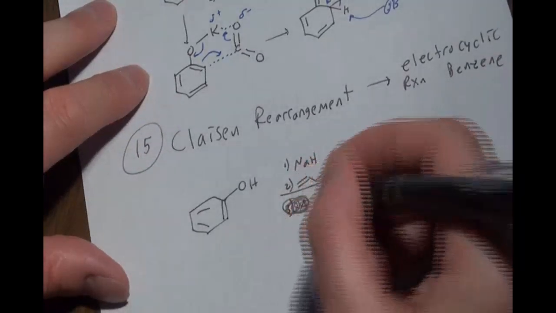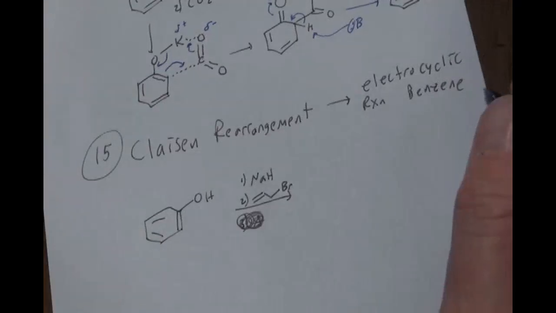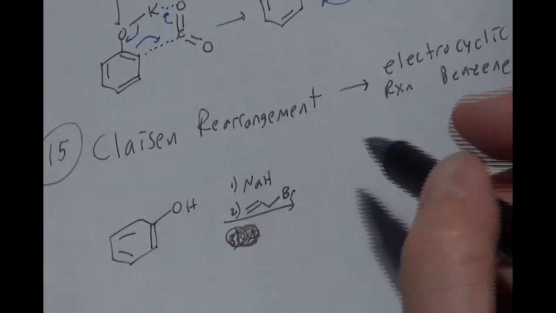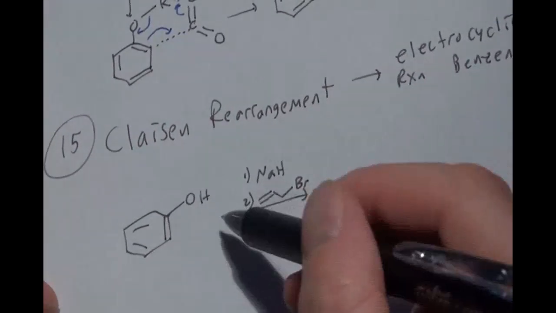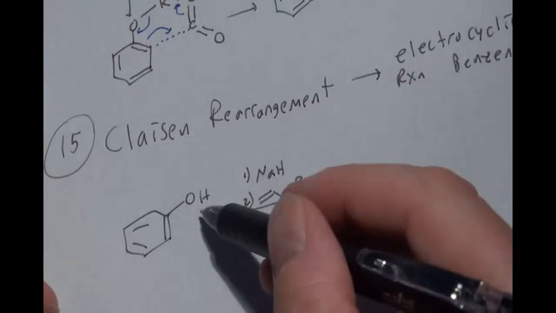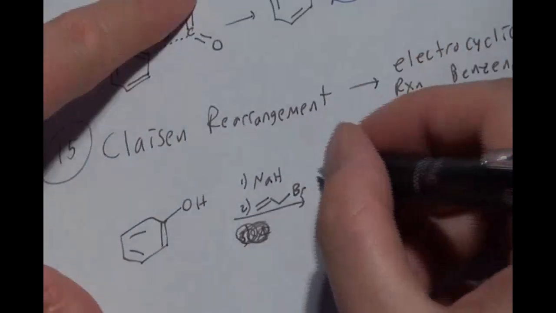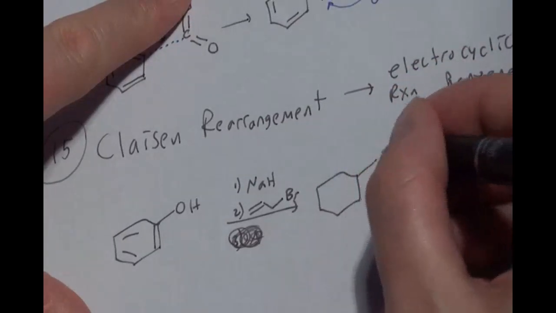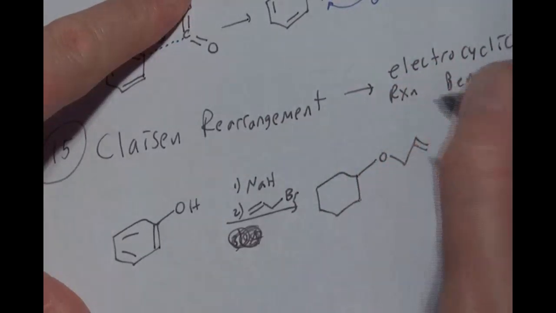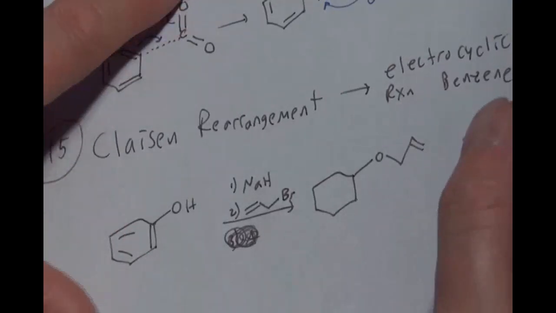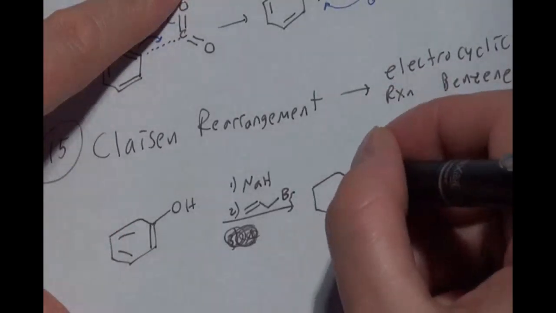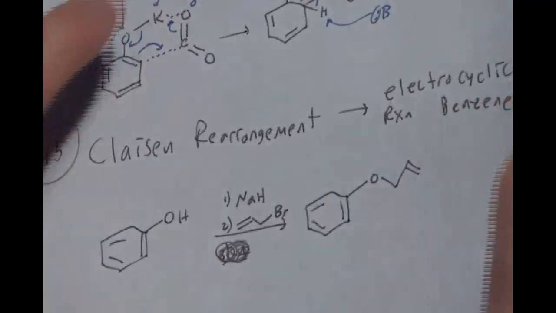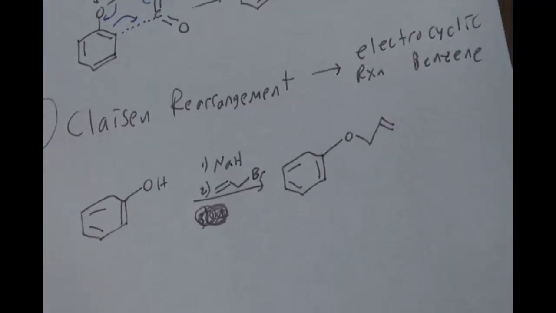Actually, I'll do the 3rd step separately. Okay, so what does this do? This is the Williamson, right? Base takes proton and then it attacks. So this gives us an ether, right? Williamson ether synthesis. That is not that crazy.